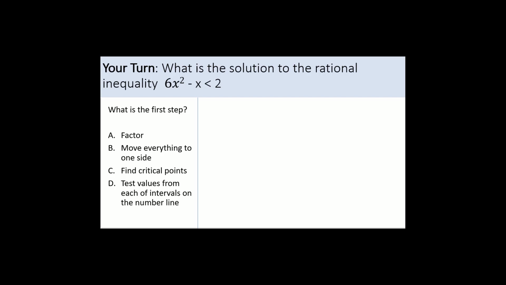What is the first step? What was the first thing that we did in that last problem? Did we factor? Did we move everything to one side? Did we find critical points? Did we test the values from each of the intervals in the number line? So what was the first step? Go ahead and pause here and make a guess, and we'll come back and answer.